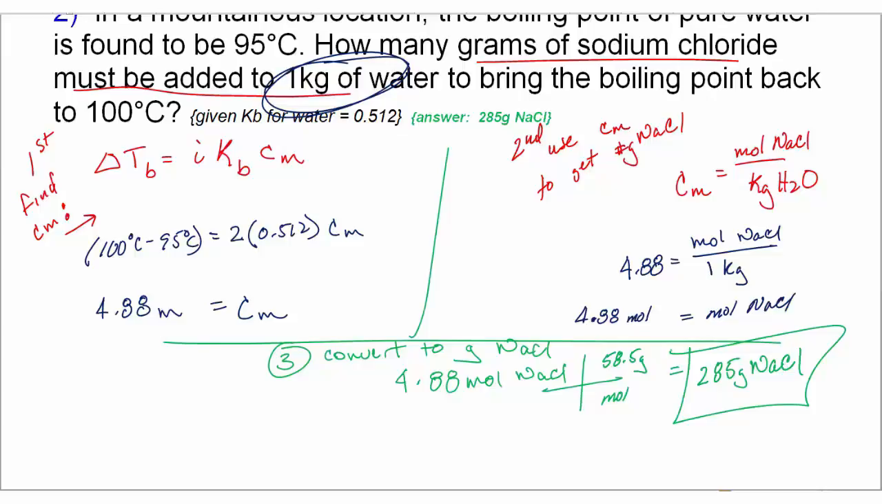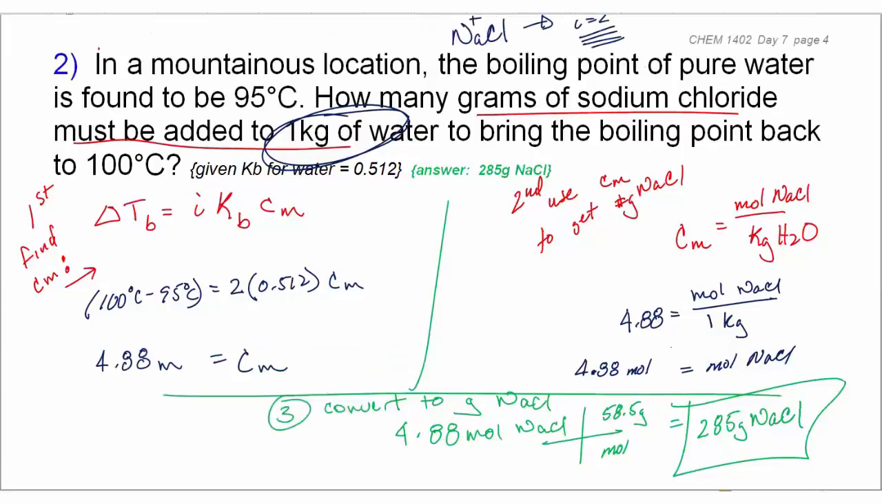Okay. So in this problem, it was a boiling point elevation problem, and we picked this one because our solute was a salt. So the first thing we did is we solved for the molality. Then we used our molality equation to solve for the moles of our solute, and then we converted our moles of solute into grams of solute.